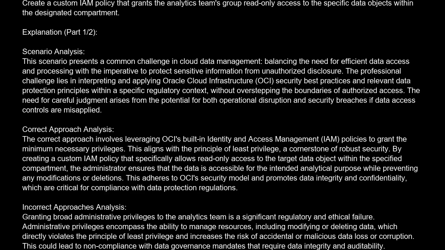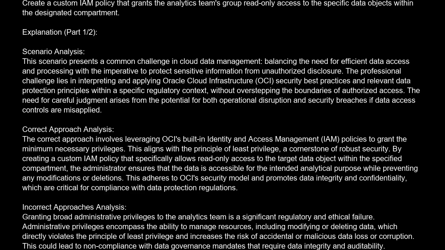The correct approach involves leveraging OCI's built-in identity and access management policies to grant the minimum necessary privileges. This aligns with the principle of least privilege, a cornerstone of robust security. By creating a custom IAM policy that specifically allows read-only access to the target data object within the specified compartment, the administrator ensures that the data is accessible for the intended analytical purpose while preventing any modifications or deletions. This adheres to OCI's security model and promotes data integrity and confidentiality, which are critical for compliance with data protection regulations.